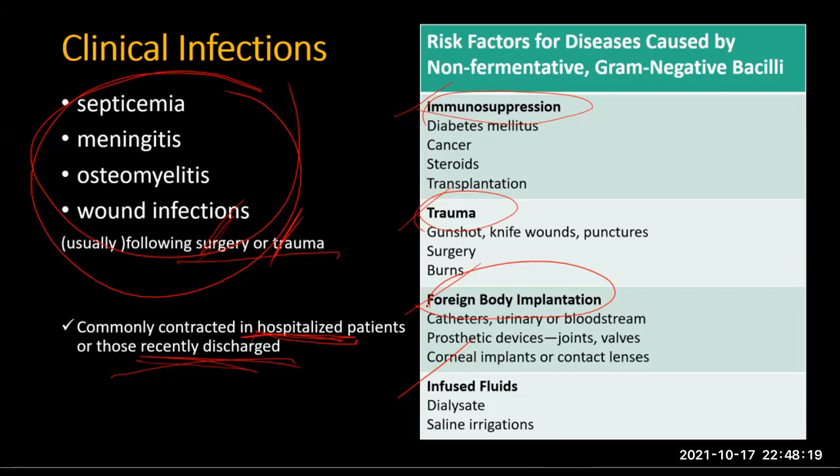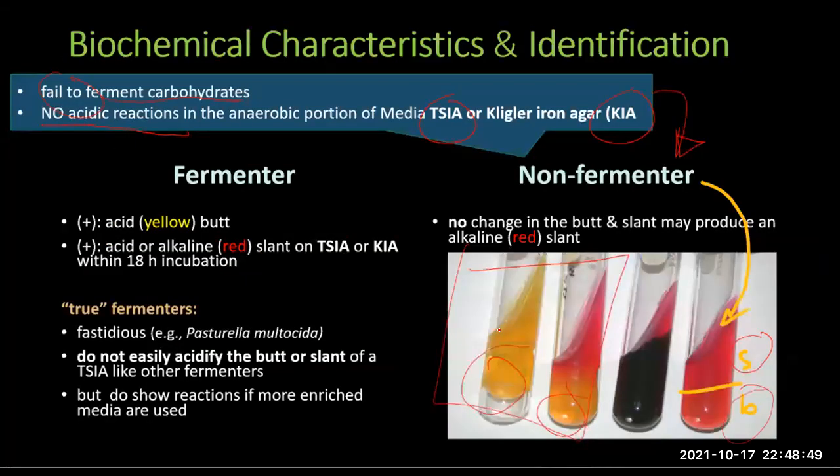And we have knife wounds, puncture wounds, and gunshot wounds, and of course, including surgery and burns. We also have foreign body implantation, so foreign objects like prosthetic devices, implants, contact lenses, and catheters. And also infused fluids, as simple as saline irrigations and dialysate fluids, can become risk factors for contracting infection from these organisms.